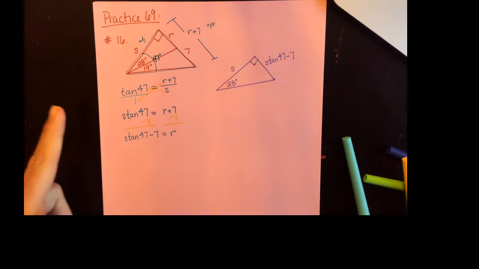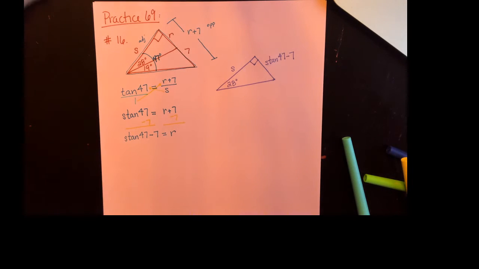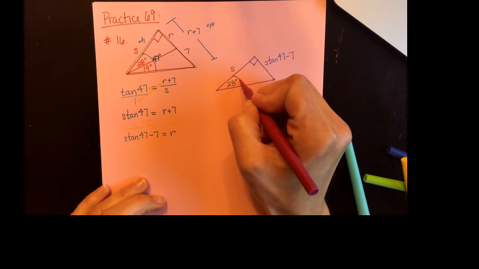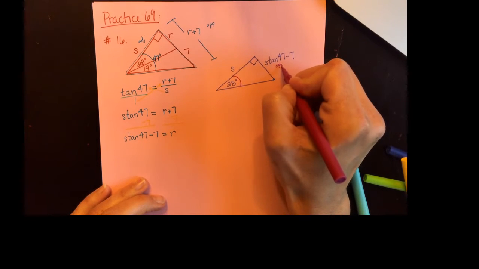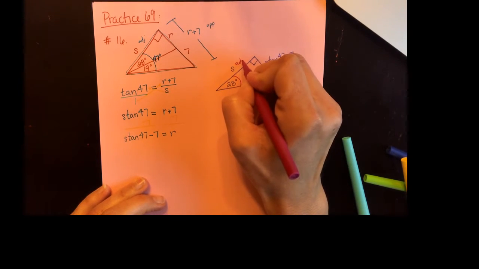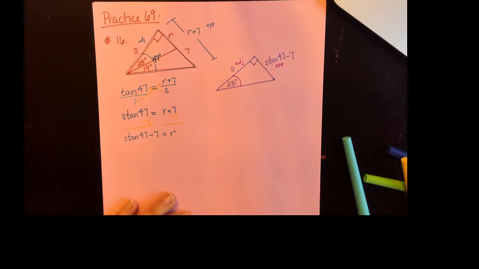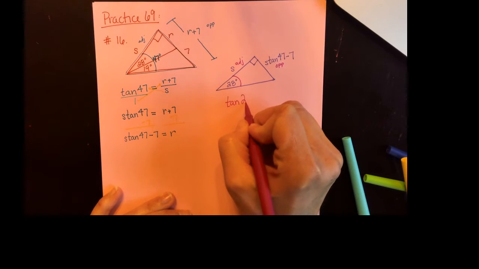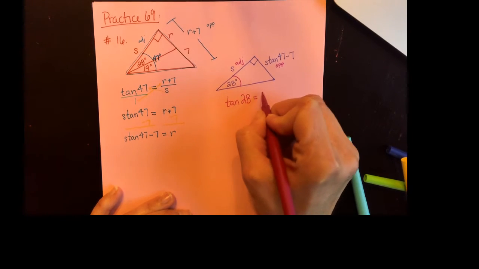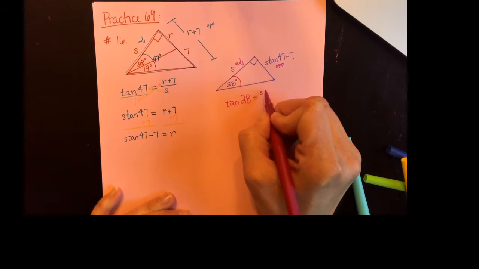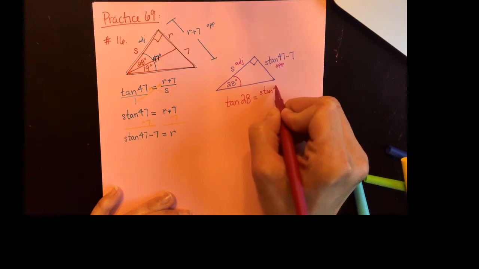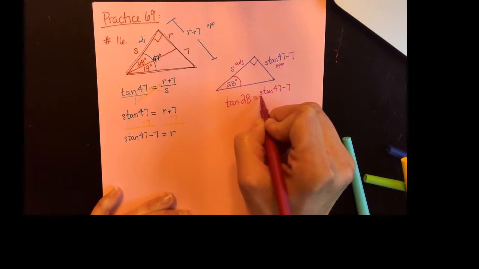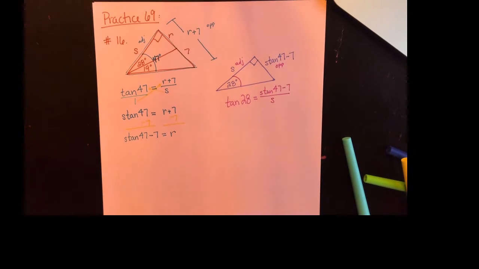Now when we work this one out, we want to label according to our reference angle. Here's again our opposite side, and here's our adjacent side. So this time we're going to take tangent of 28 equals opposite, so s tangent 47 minus 7, over adjacent, which is just s.